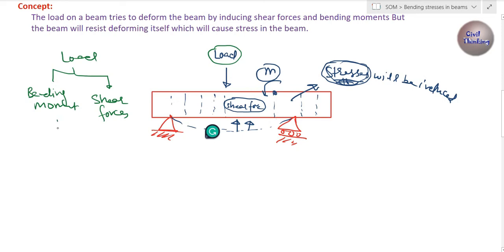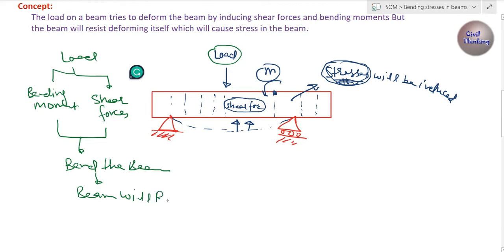Now these two together, they will try to bend the beam, right? But what is going to happen? Beam will resist. Now there is resistance, it will try to resist. Of course, when you resist something you get stressed, because you work against those forces which you are trying to resist. You work against them and the stresses will be generated, right? There will be stresses.